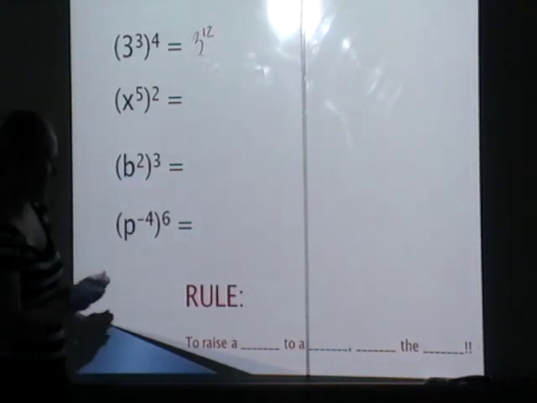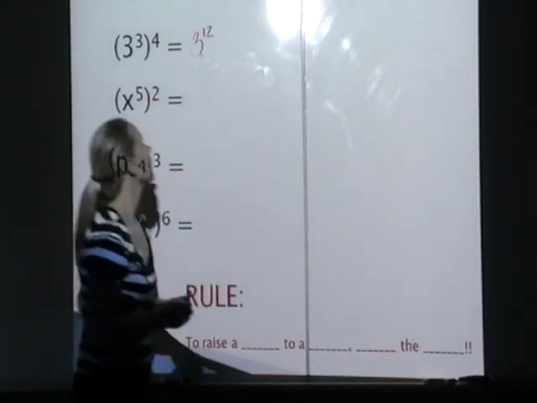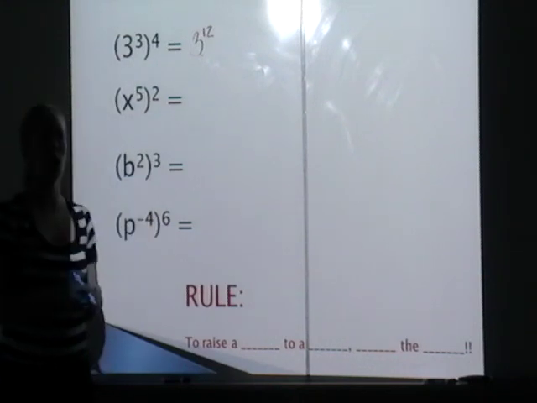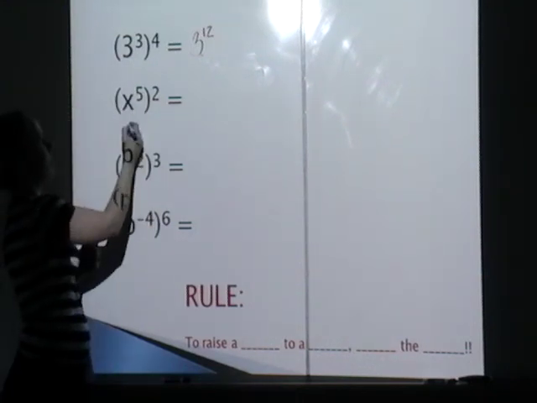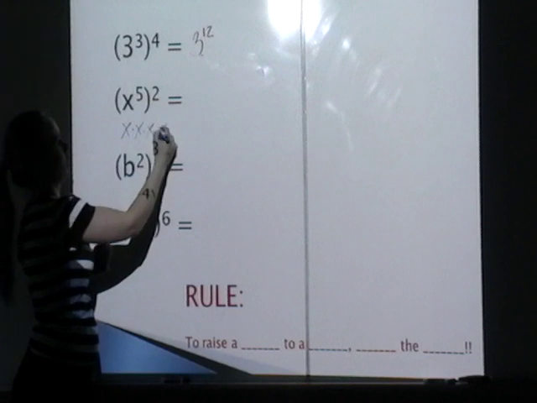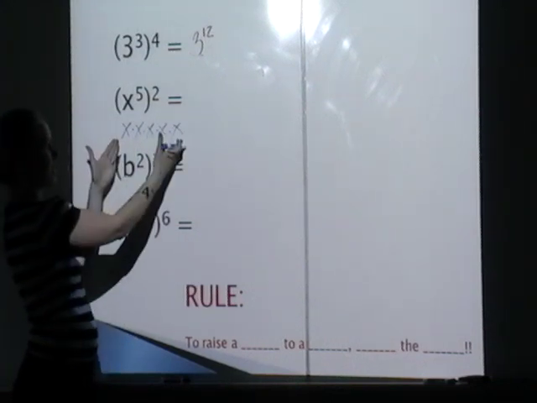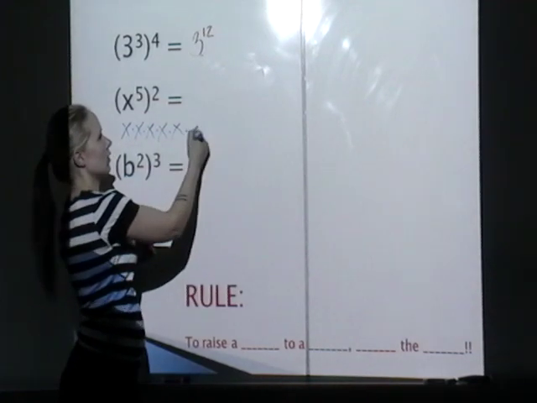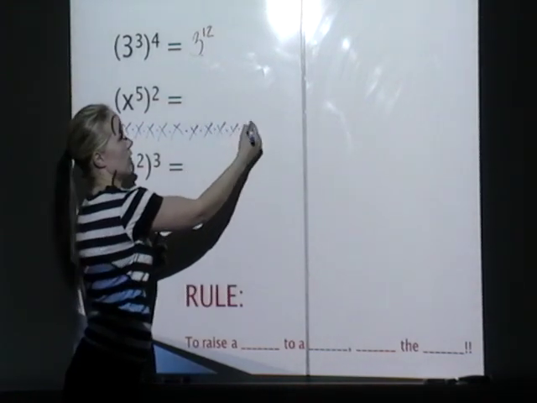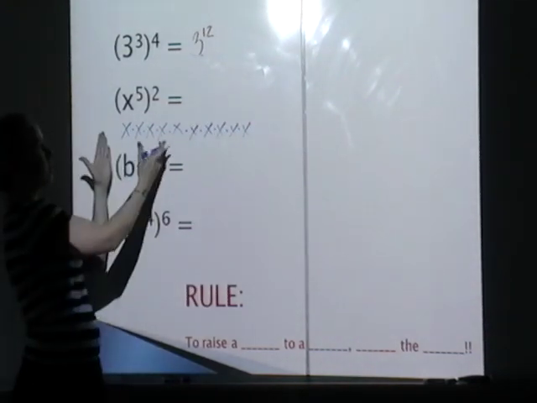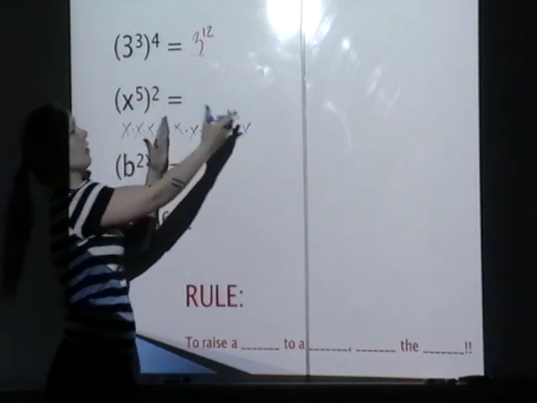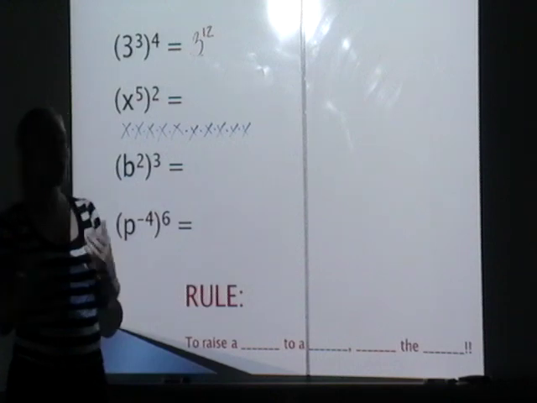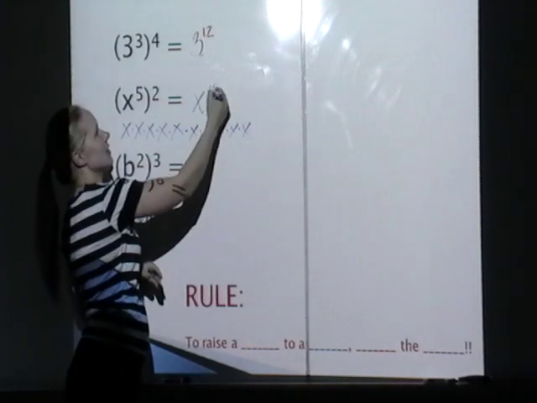All right, let's take a look at the second one. I've got x to the 5th power, and I'm going to raise that to the second power. So I'm going to take this and multiply it by itself. Now I have x to the 5th power times another x to the 5th power, and if I rewrite that using a power, this is x to the 10th power.